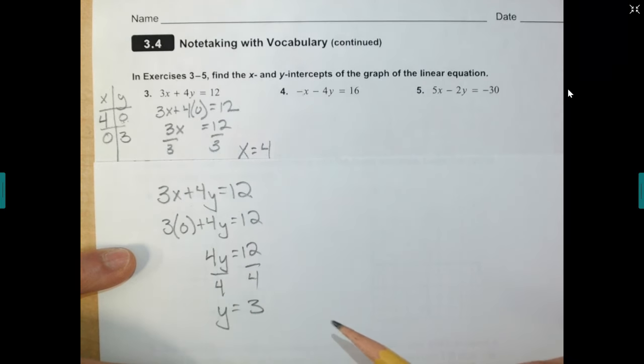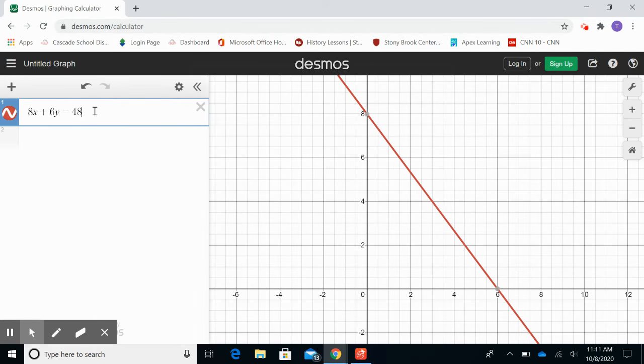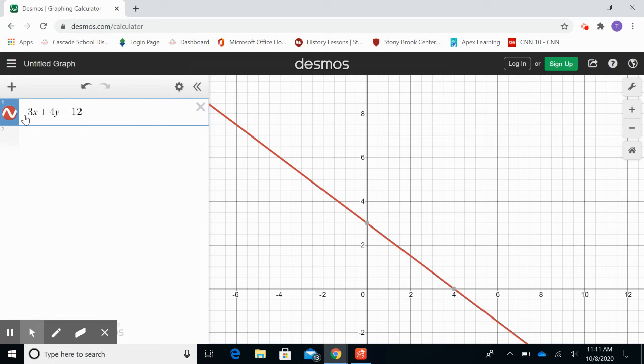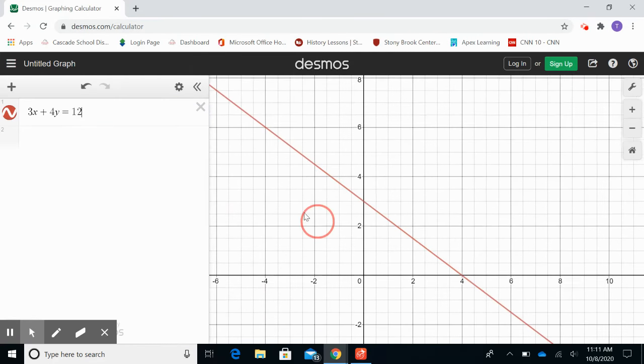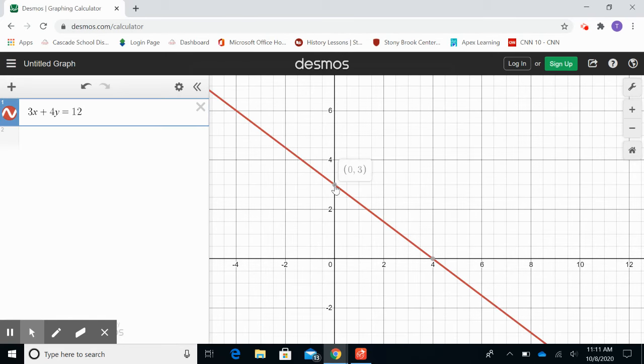And that's all I have to do, is find the x and y intercepts, so I don't even have to graph it. Although if I wanted to graph it, let's look at this one on a Desmos calculator. If we had the equation 3x plus 4y equals 12, what we should get is our x-intercept is 4 and our y-intercept is 3. Look at that. Right there, the y-intercept is 0, 3, and our x-intercept is 4, 0. Perfect. We did it right.